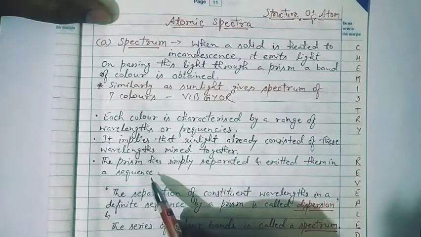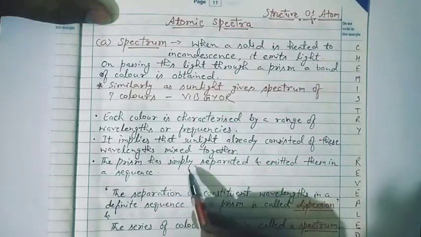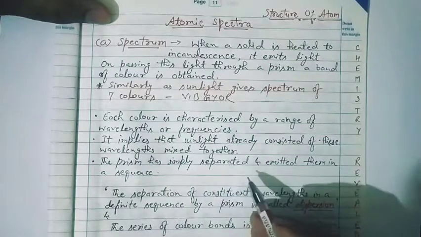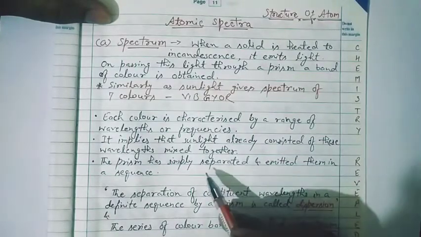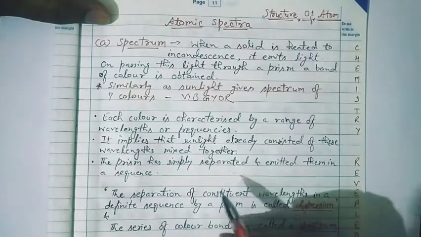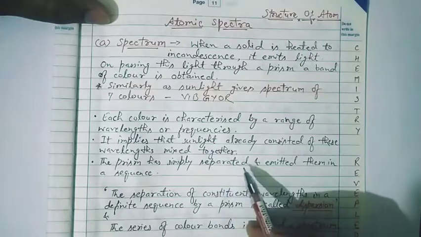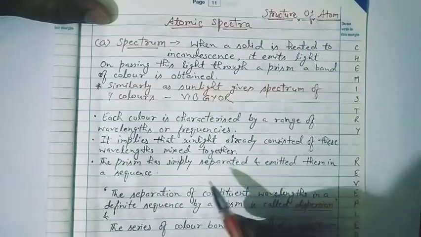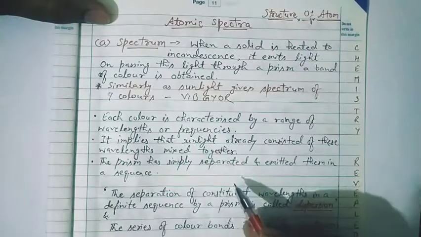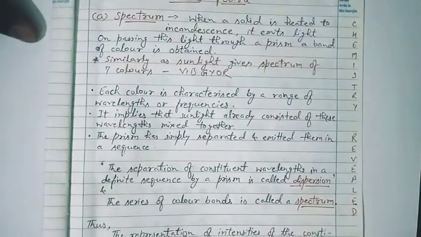Earlier it was believed that the prism created the light. When people didn't know that white light has 7 constituent colors, they used to think that the prism is a device which creates 7 colors of light. But later it came to be known that the prism is not creating the light. The white light has 7 constituent colors, which are just separated by the prism.